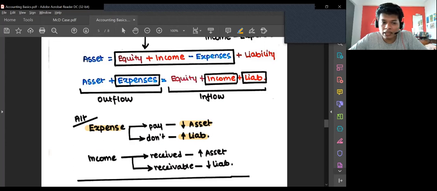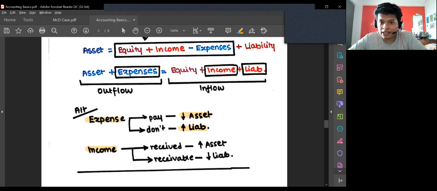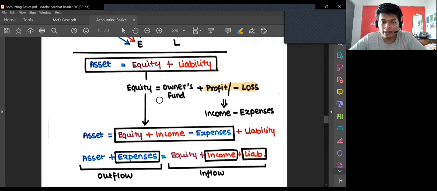Similarly, if I have any income and I receive that income, I'll get the cash or money, so an asset will increase. And if I have not received that money, it will reduce my liability, because, sorry, not reduce the liability, it will again create an asset. Okay, so this part is wrong. If I don't receive the income, it will create an asset, a receivable. So anyways, I hope this part is clear, how I got asset equal to equity plus liability, and asset plus expenses equal to equity plus income plus liability, right?